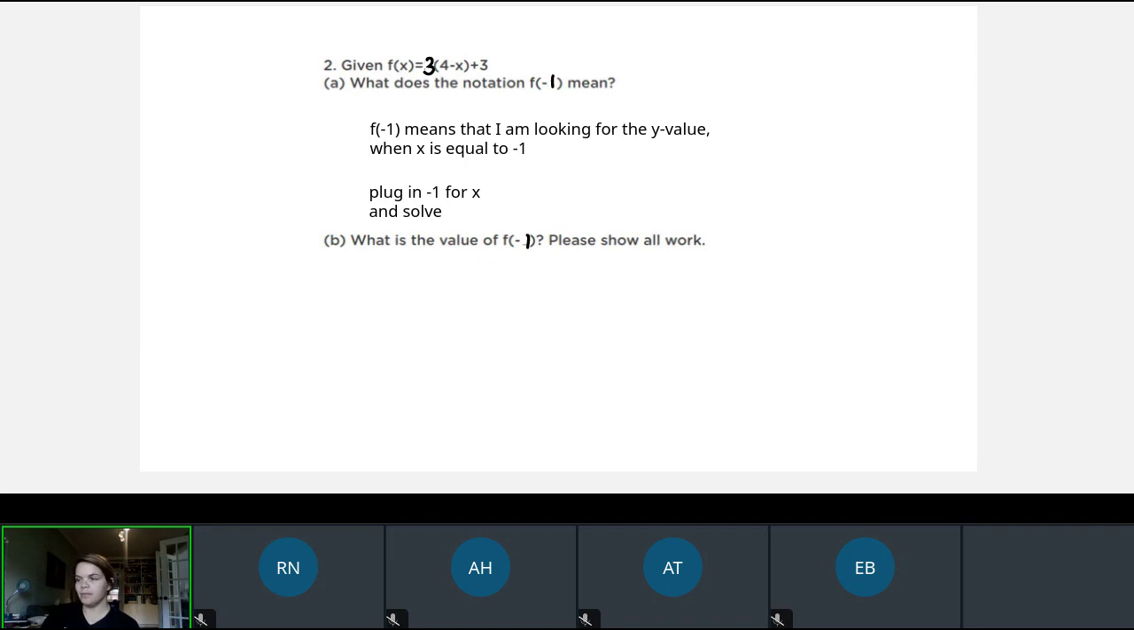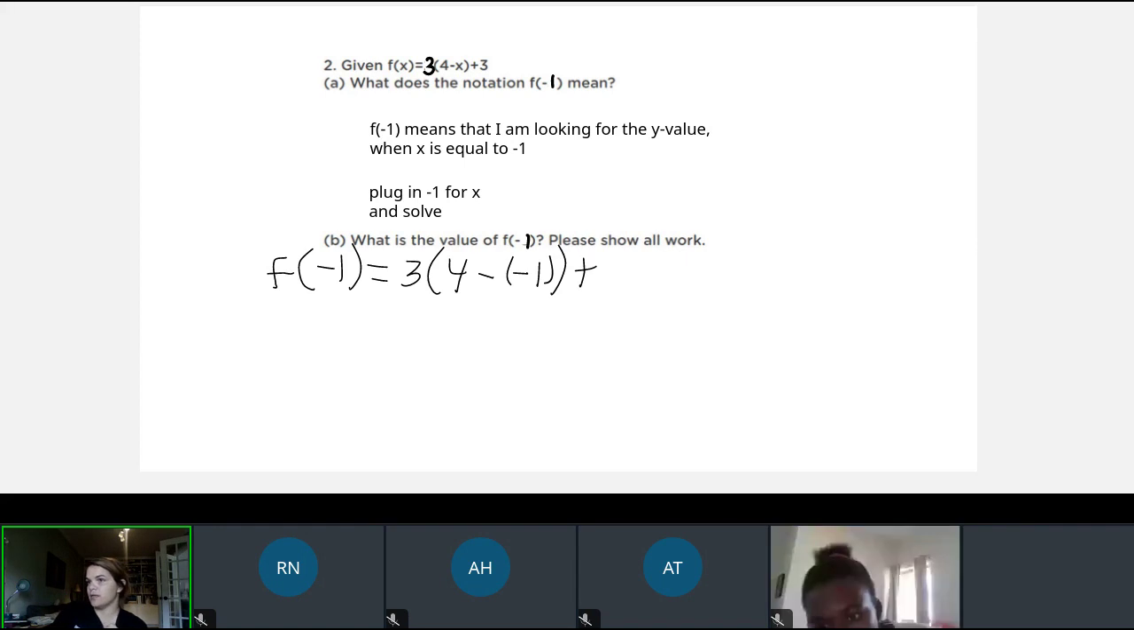All right, if everyone could come back to new row. Part B says, what is the value of f of -1? So I'm going to plug in anywhere there was an x, I'm putting in a -1. So that's 3 times 4 minus -1. Put it in parentheses when you plug something in.